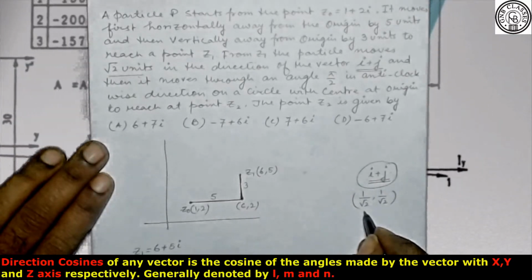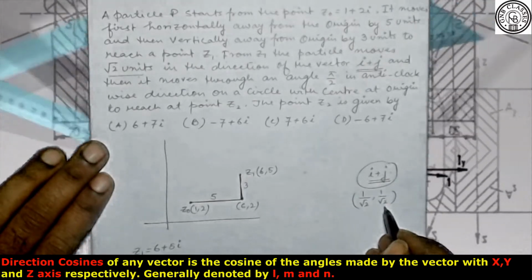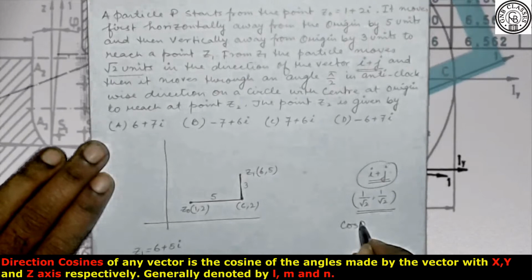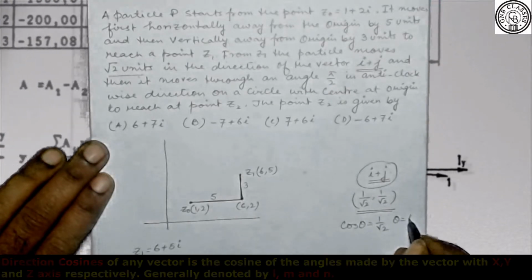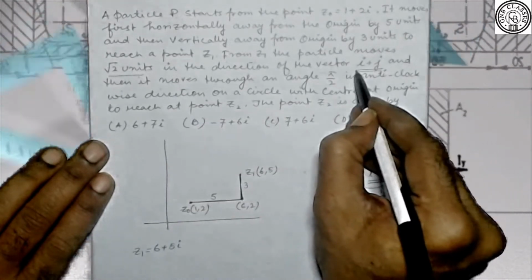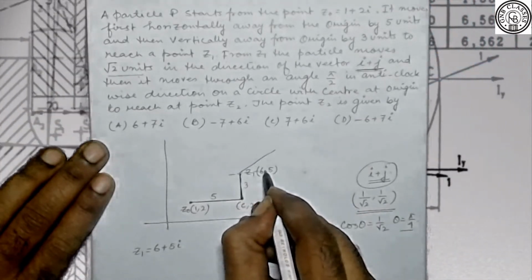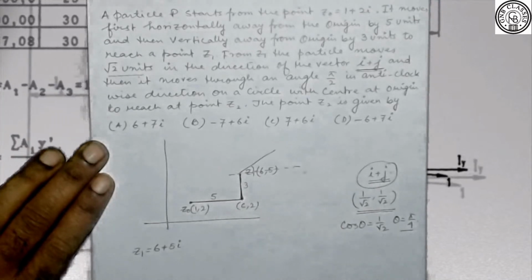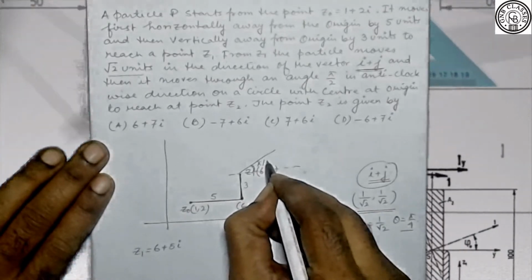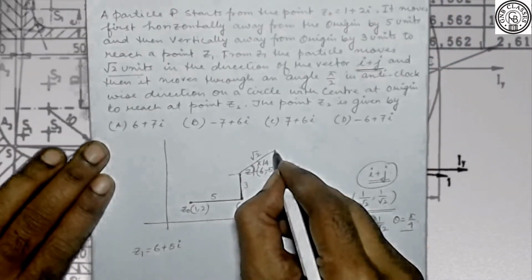That is, with the x-axis, cosine of that angle is 1 by root 2. And with the y-axis, the cosine of that angle is 1 by root 2. This is called your direction cosines. So cos theta, if it is 1 by root 2, then we can say that theta is nothing but pi by 4. That is, from this point, the particle is moving in the direction of i plus j, meaning it is making an angle of 45 degrees with the axis parallel to the x-axis. Is it clear? So this angle is pi by 4. Is it clear or not? So it moves root 2 units along this direction to reach this point.